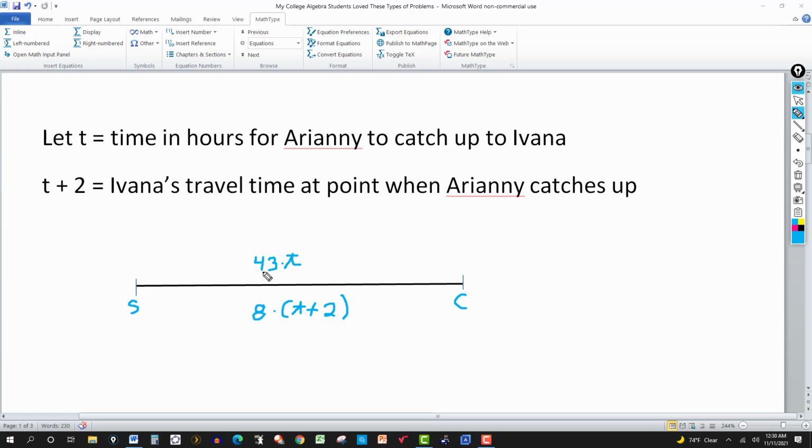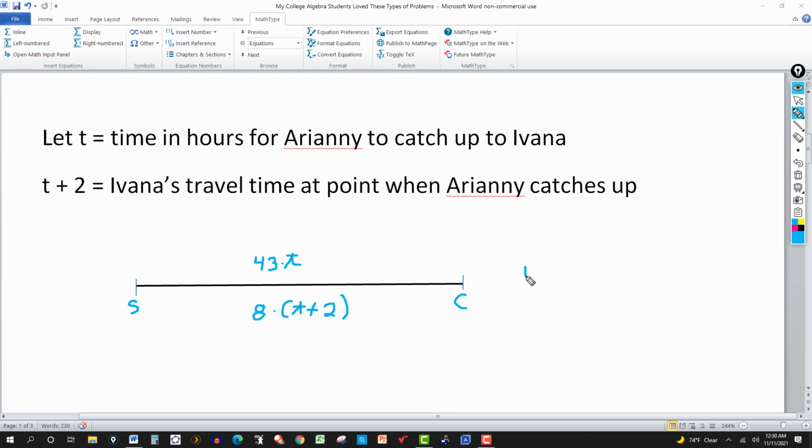Above it, Ariane's distance, 43 miles per hour times t. I'm leaving the units out for now, but notice the hours cancel out, so that's going to come out to miles. And then for Ivana, it's 8 times her time. But what do we know? They both start from the same spot and they wind up at the same point when everybody catches up. So that tells me then these two distances represented by 43t and 8 times t plus 2 are the same.